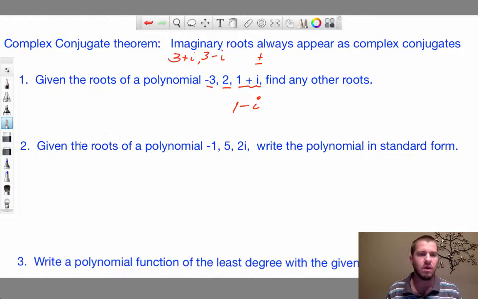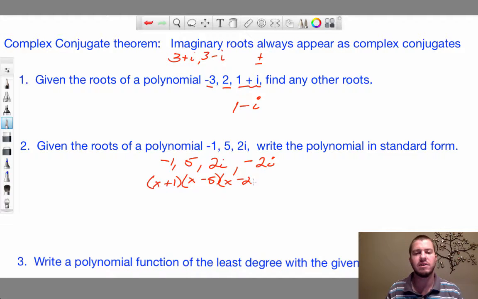So for the second one, given the roots of the polynomial -1, 5, and 2i, write the polynomial in standard form. Now this is always going to be talking about the polynomial with the least degree. So since 2i is a root, that also means that -2i is a root. Okay, and I need to write the standard form, but first I'm going to write the factored form. So I have x plus 1, x minus 5, x minus 2i, and x plus 2i.